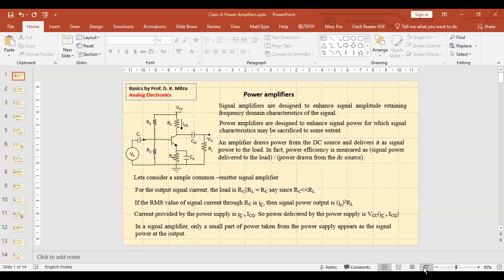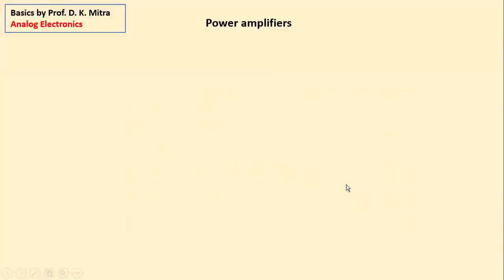Morning, guys. Today we start a new chapter, the chapter of power amplifiers. Look, we have completed enough analysis of signal amplifiers, common emitter, common base, common collector, based on BJT, and also based on FET, we have done common source, common gate, common drain, etc. Now we come to a different category of amplifiers. This is a totally different category of amplifiers. They are called power amplifiers.